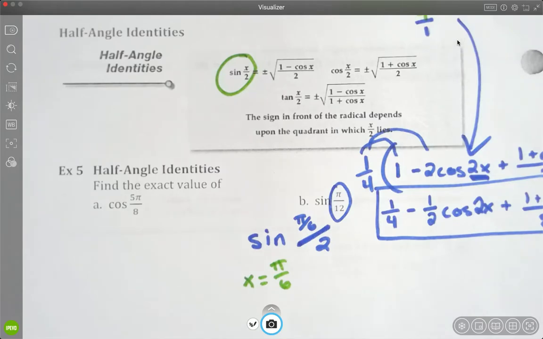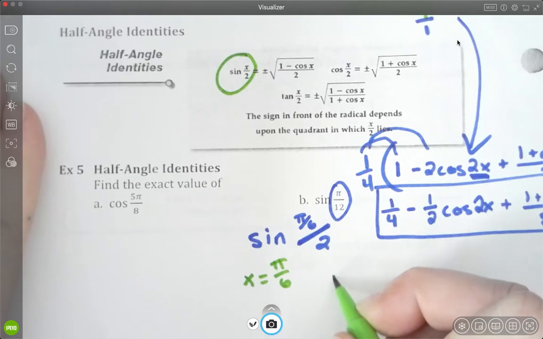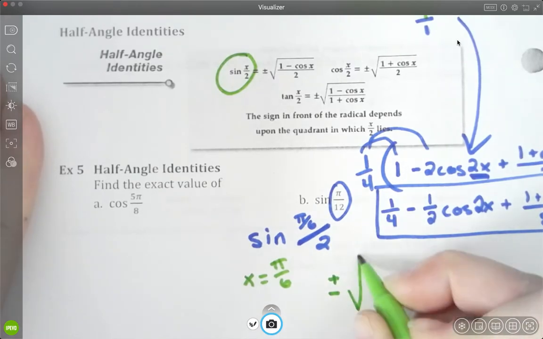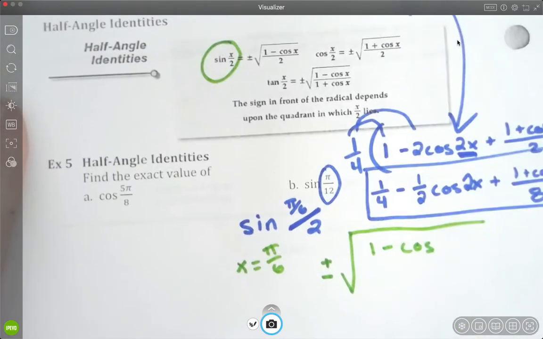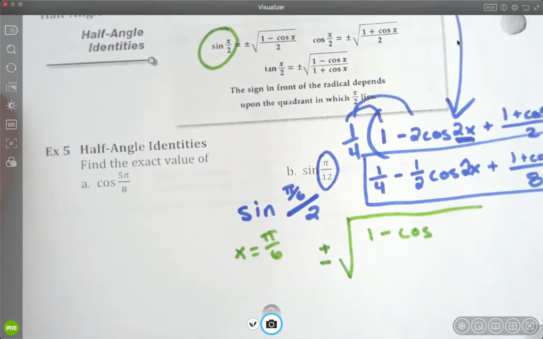This is what the formula says. Plus minus, we'll get to the plus minus in just a second, the square root of 1 minus cosine of x, but we know what x is. X is pi over 6, all divided by 2. Does this make sense? We are rewriting pi over 12 as pi over 6 divided by 2, because I have a pi over 6. I don't have a pi over 12. I have pi over 6, but not pi over 12.